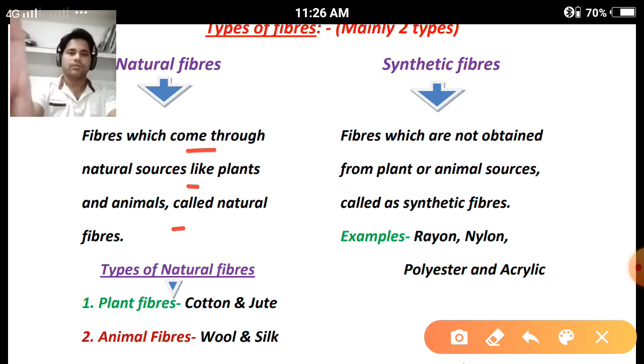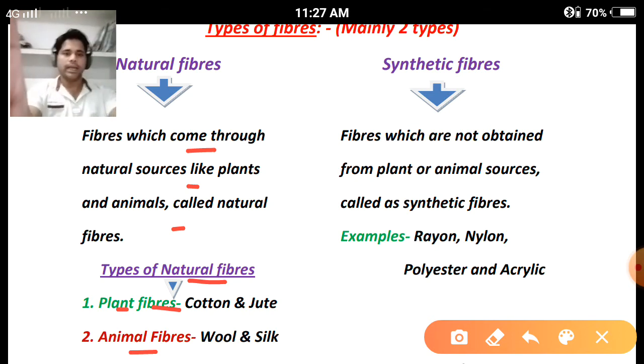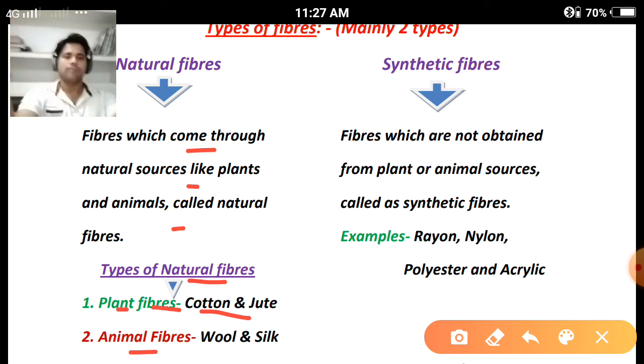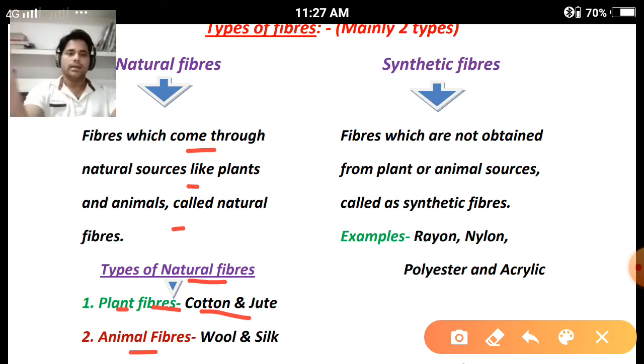What are the types of natural fibers? Plant fibers and animal fibers. Plant fibers we are going to discuss in this chapter in class 6, and animal fibers we will discuss in class 7. What are the plant fibers? Cotton and jute. In this chapter we will be discussing the features and properties of cotton and jute fibers and their uses too. Clear?